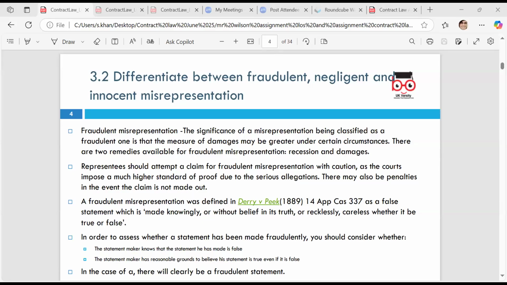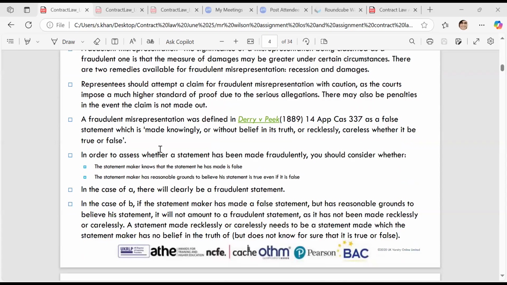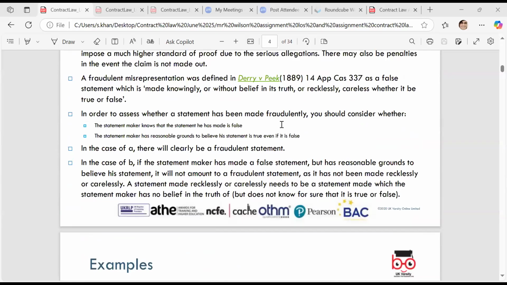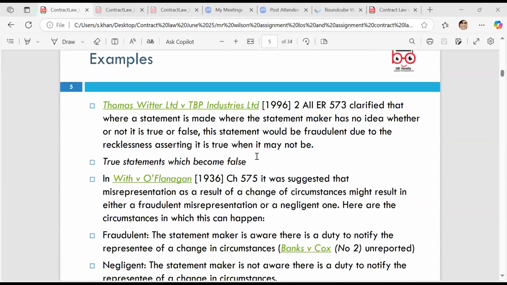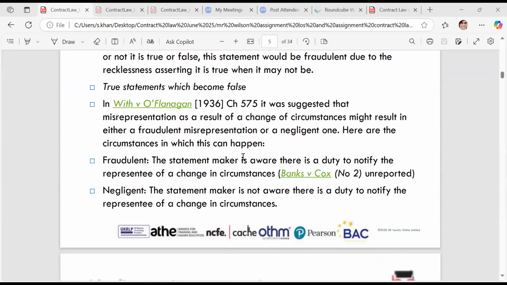You knew everything. And fraudulent misrepresentation is the most serious type, involving a false statement made knowingly, without belief in its truth, or recklessness. The key element is the intent to deceive or mislead the other party. The most famous case of fraudulent misrepresentation was identified in the case of Derry and Peake, 1889. Another example is the Thomas Witter case and the Flanagan case that you could have a look at in your own time, okay?